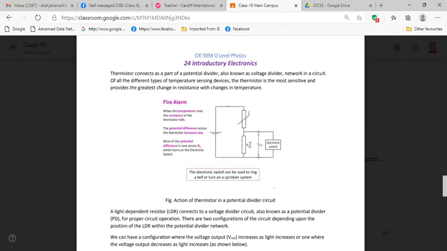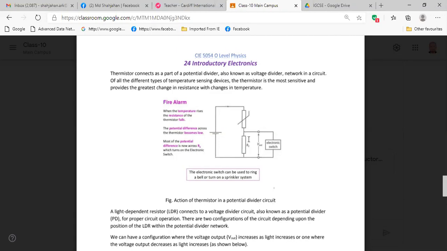In R2, isn't it? So, are you understanding what I'm saying? If the voltage sharing is less here, then the voltage sharing will be more in R2. Do you agree?